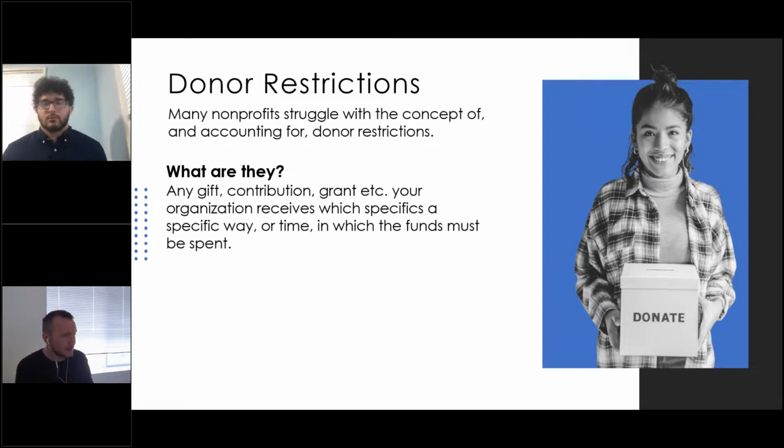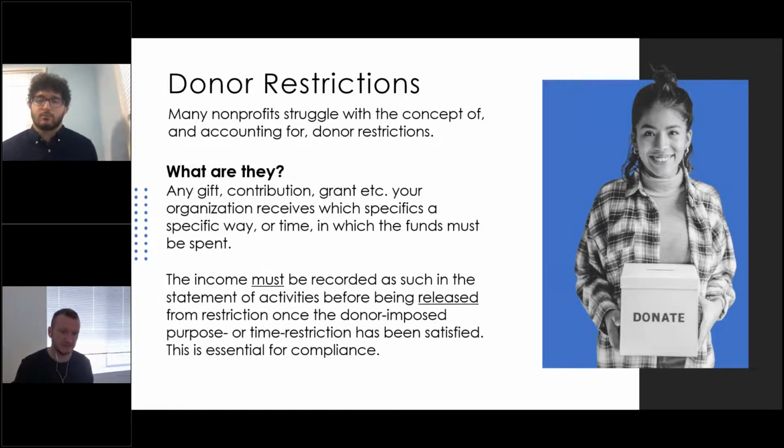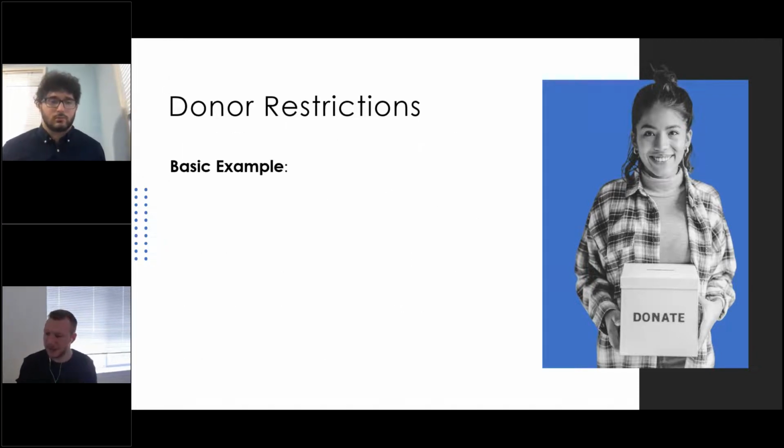So any gift, contribution, grant, etc., that you receive which specifies a specific way or time in which these funds must be spent. Okay? So the income must be recorded as such in the statement of activities as having restrictions before being released from restriction once we've satisfied those restrictions. This is essential to compliance. So I'm going to break it down into a basic example, which hopefully gives you some insight.